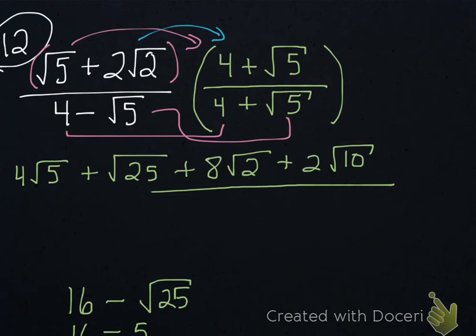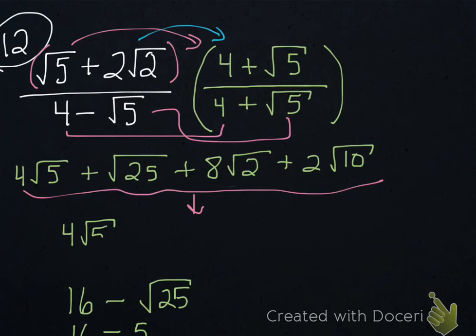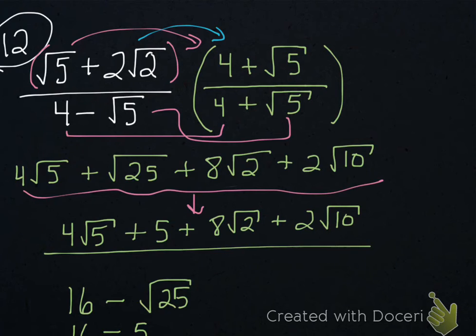Actually, we can. So let's do that before we write in our denominator. I have the 4 square root 5. I can take the square root of 25. That's 5. Plus my 8 square root 2 plus my 2 square root 10. All of that is over 11. And this is my answer.